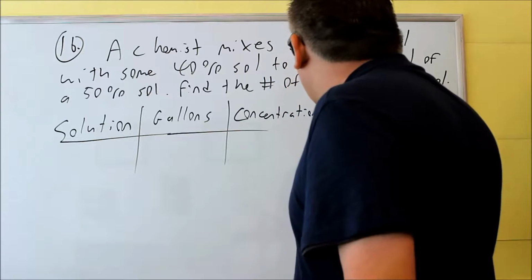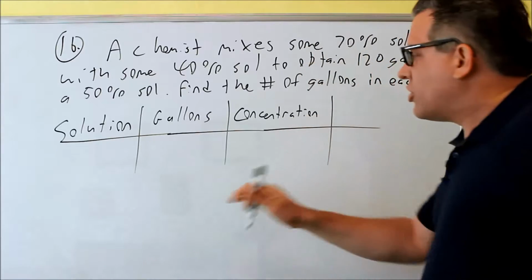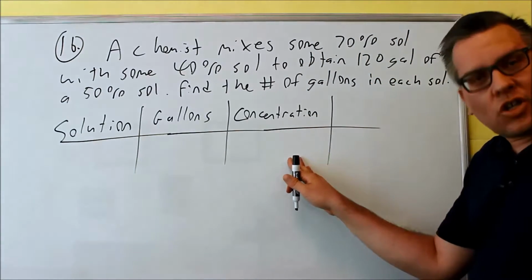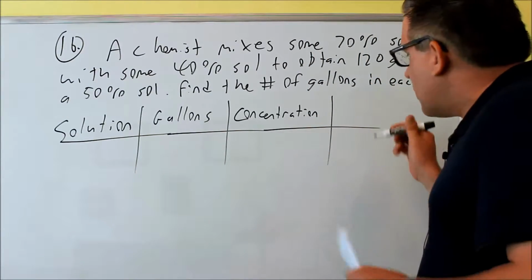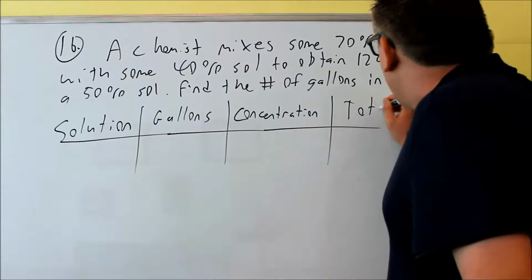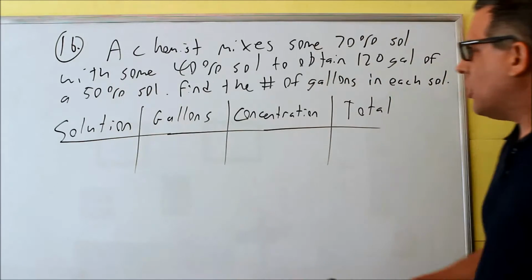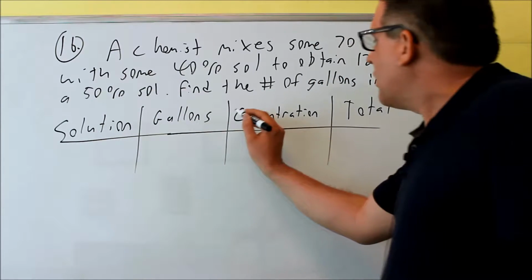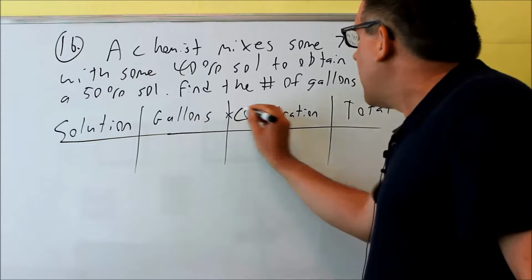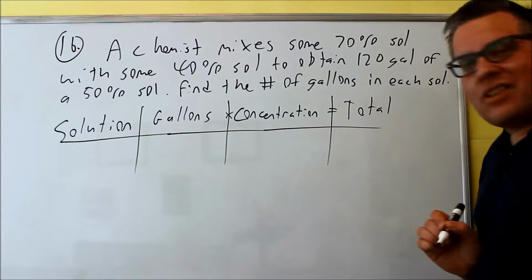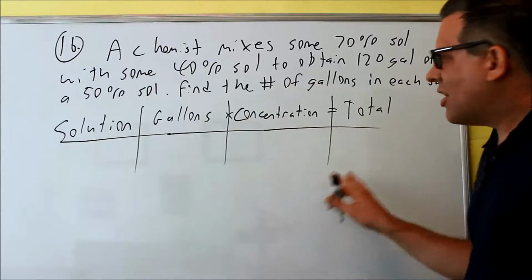That means we're going to take the percent and turn it into a decimal here. And then the end is going to be the total amount that you have of each one. So this is just a labeling system here, but what we're eventually going to do is take the gallons, multiply it by the concentration, and that's going to equal a total. So that's why I'm setting it up this way.